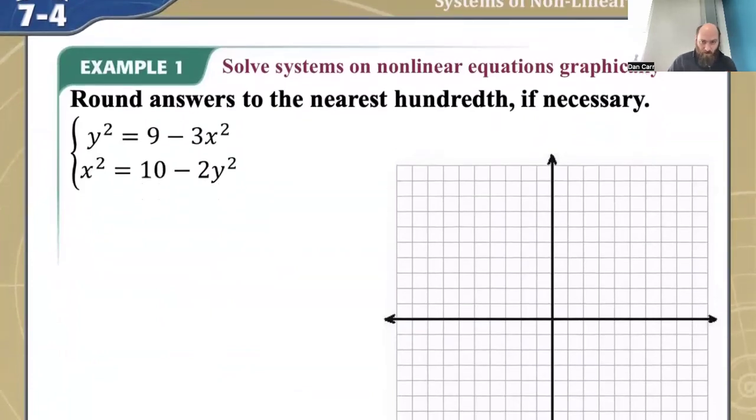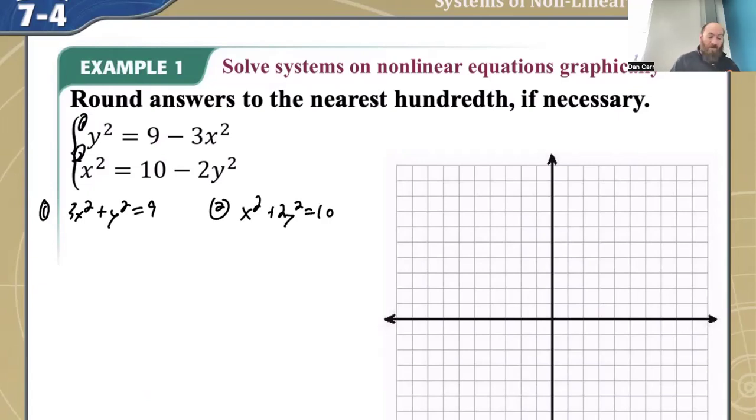So let's look at this one first. We're just going to do it graphically here. You're going to want to use some technology to help with this. But first thing I want to do is rewrite both of these. I want to call this 1 and this 2. For equation 1, if I add the 3x squared to the other side, it'd be 3x squared plus y squared is equal to 9. And for number 2, do the same thing. I'll have x squared plus 2y squared is equal to 10.